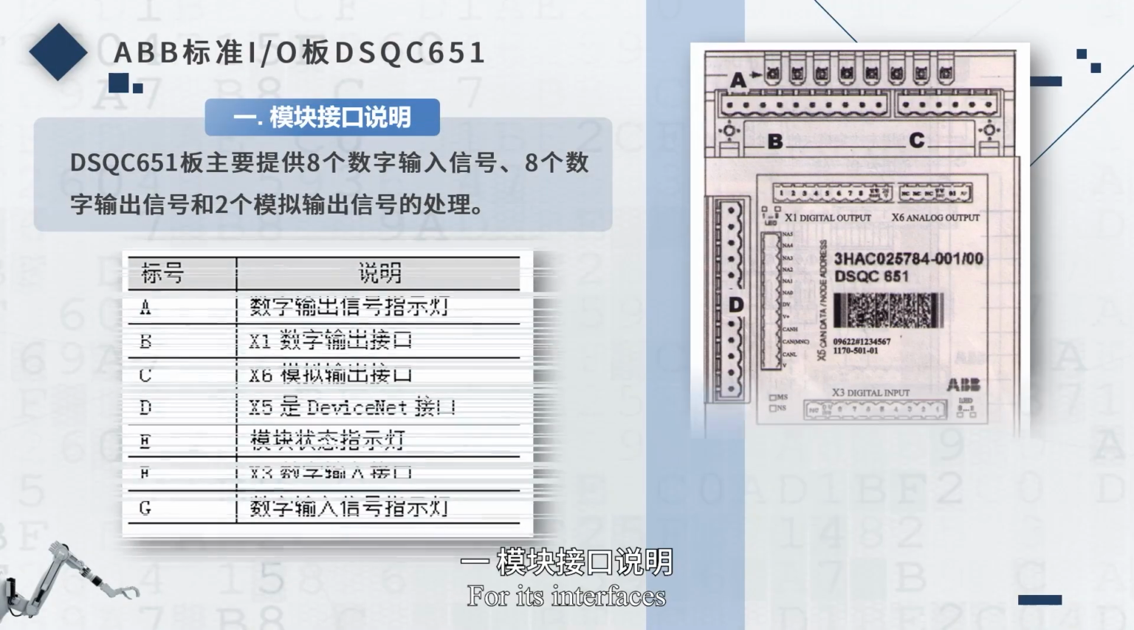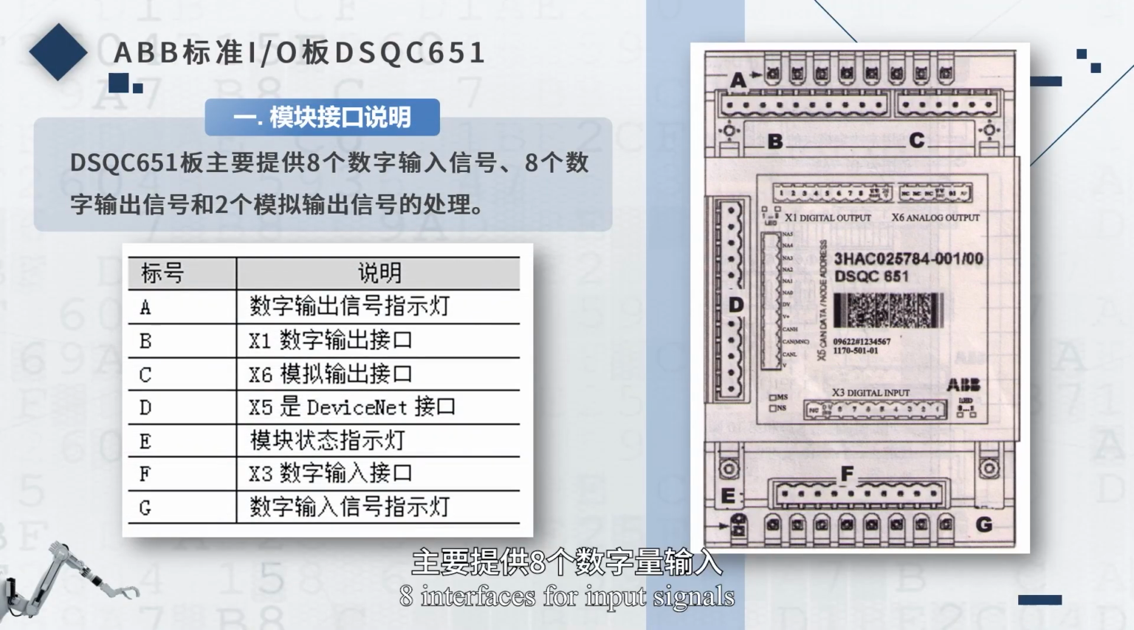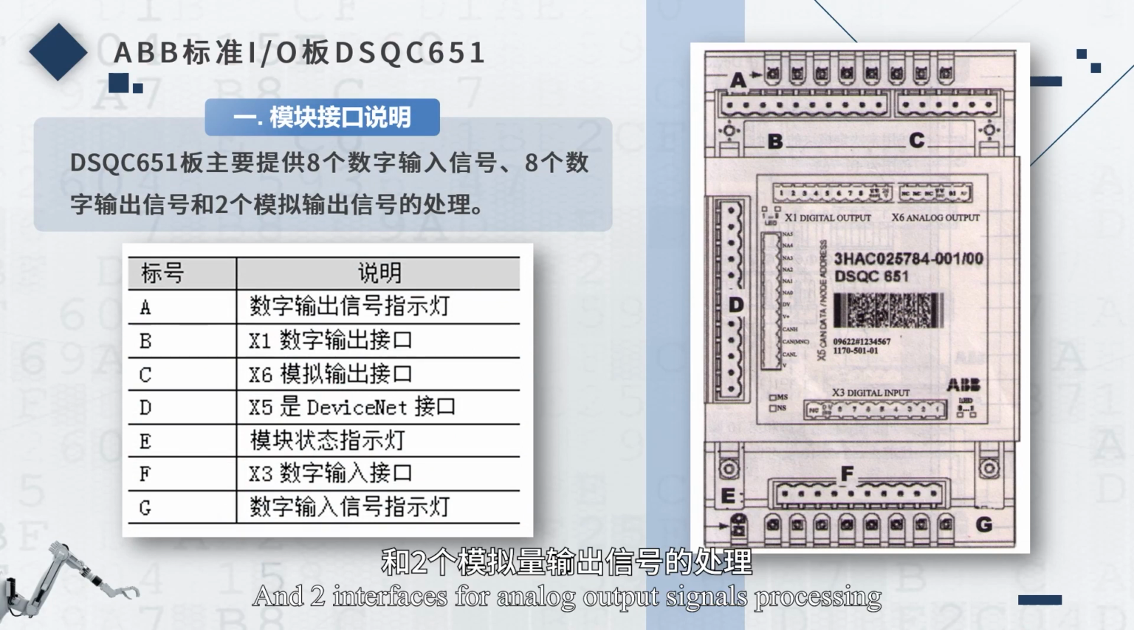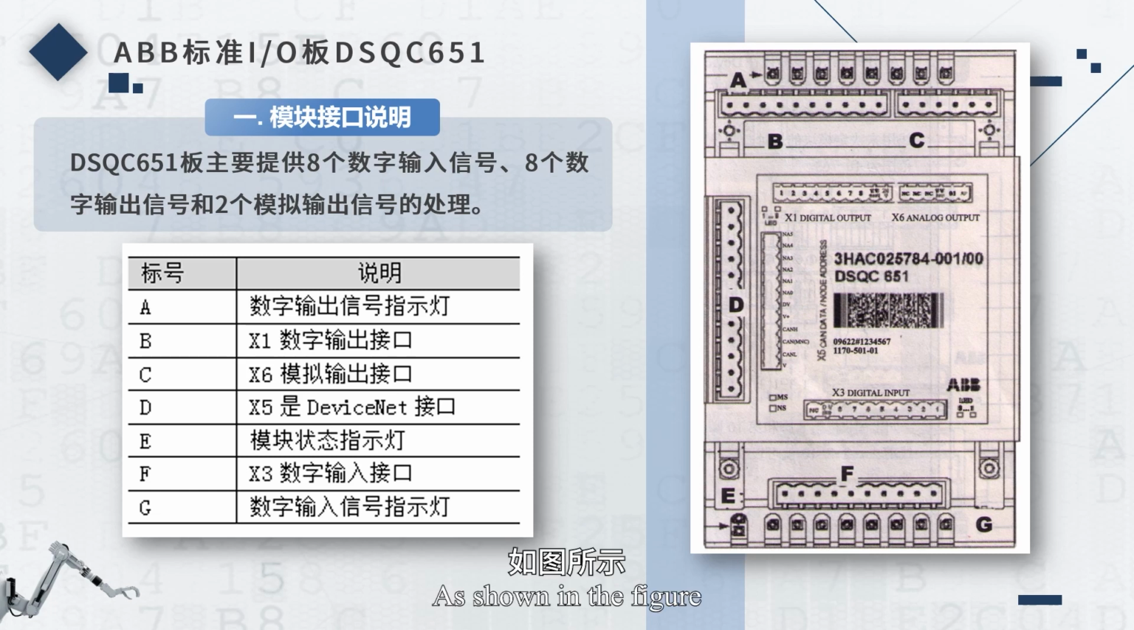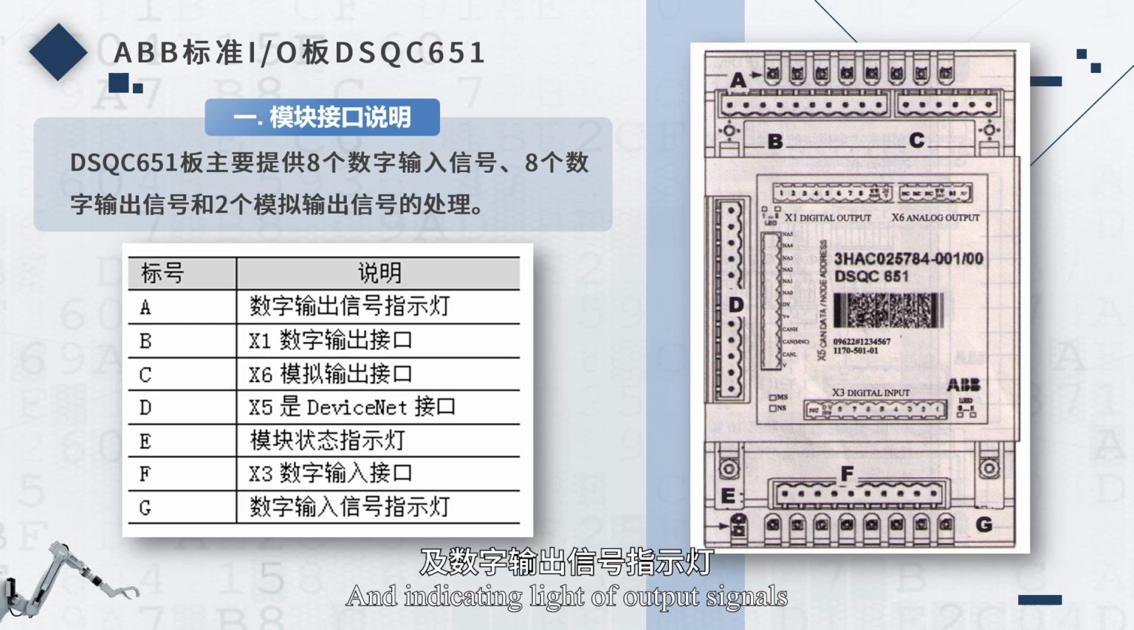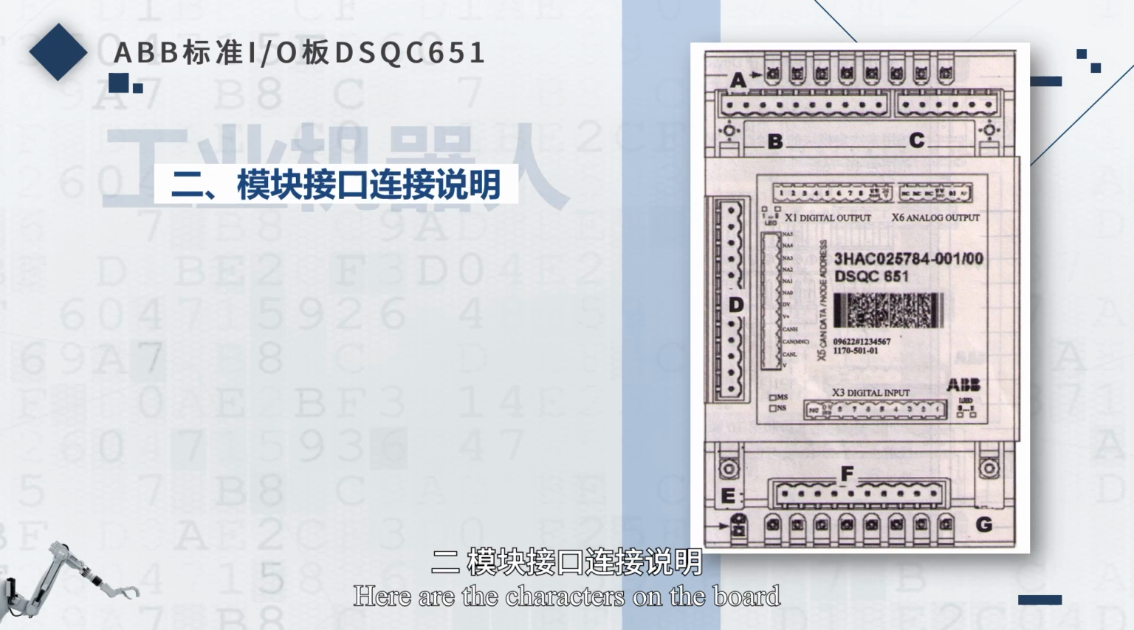DSQC651. For its interfaces, it mainly has 8 interfaces for input signals, 8 interfaces for output signals, and 2 interfaces for analog output signals processing. As shown in the figure, it has X1, X3, X5, and X6, 4 interfaces. An indicating light of module, indicating light of input signals, and indicating light of output signals. Here are the characters on the board.